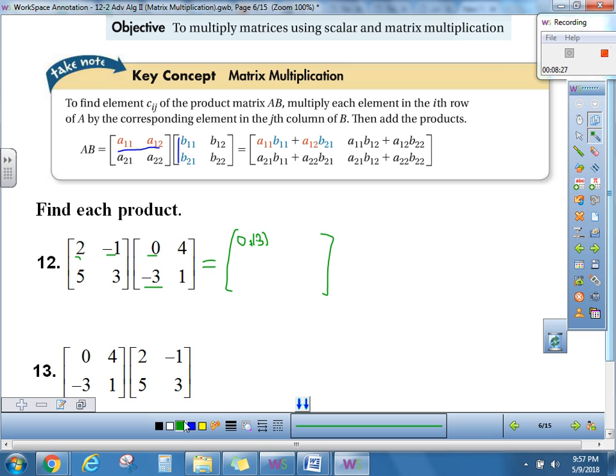I'll do that in a different color, in blue. So we're going to move right ahead and continue on with this first row. So 2 times, now we're going to move on to second column, 4. That gives me 8. Then I'm going to do the second column, first row, negative 1 times 1, which we're going to add a negative 1, which is subtracting 1. Okay, we're just moving right along.